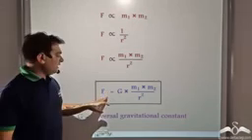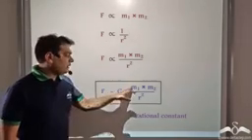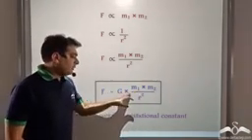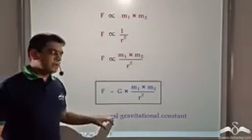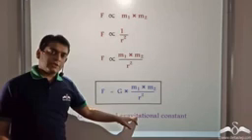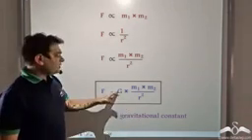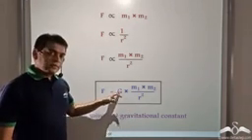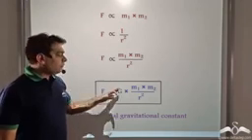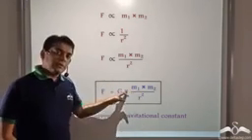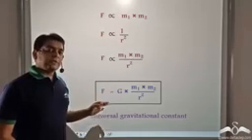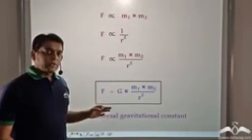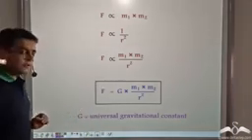So F is equal to G into m1 into m2 divided by r square, where G is known as the universal gravitational constant. Note that G is a constant here. G is independent of the masses of the two objects and it is also independent of the distance between the two objects. Now, what is the SI unit of G?